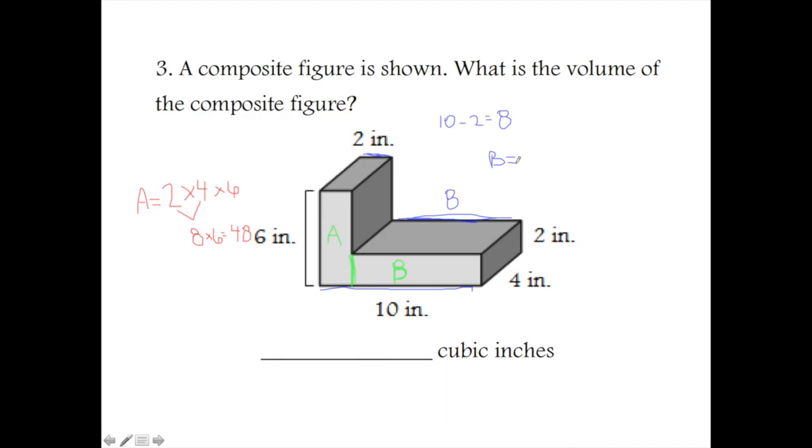All right, so B has a length of 8, a width of 4, that didn't change, and a height of 2. All right, 8 times 4 is 32, and 32 times 2 is 64.